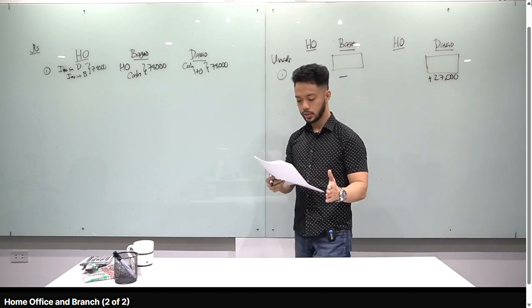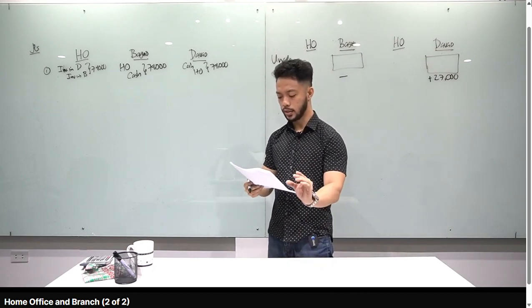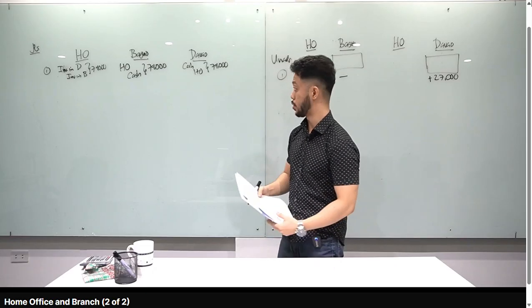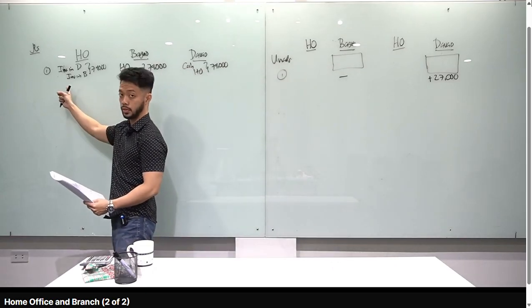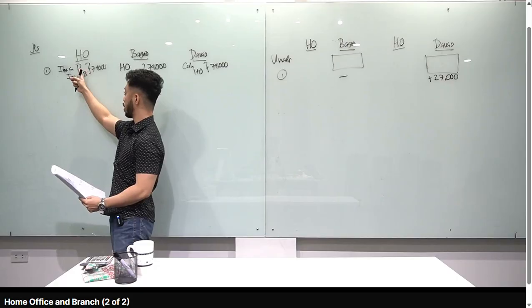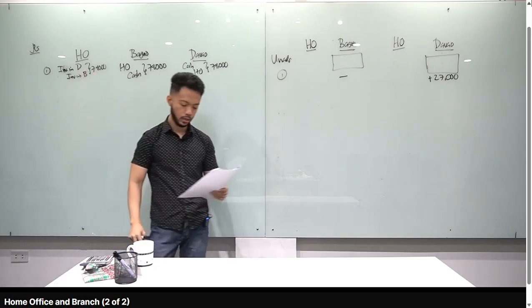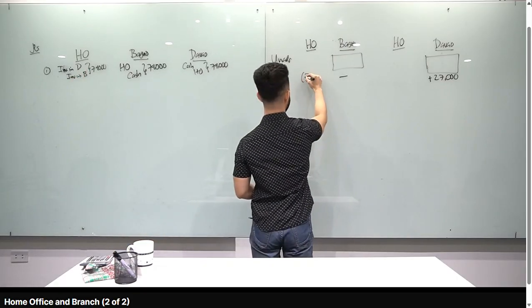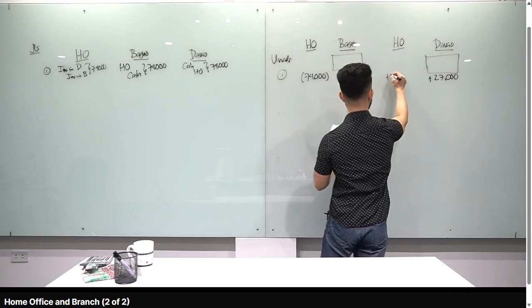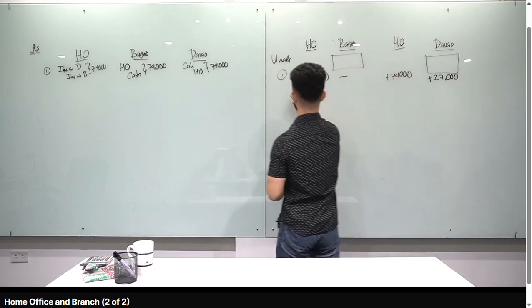Take note, class, dun sa last sentence, the Home Office, however, has not yet recorded this interbranch transaction as of year-end. Hindi pa ito nare-record ni Home Office. So, kailangan, increase niya yung investment kay Davao, i-decrease niya yung investment kay Baguio for 74,000. So, minus 74, and then plus 74. Got it? Okay. That's adjustment number 1.